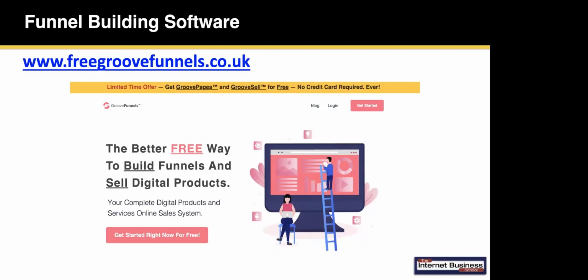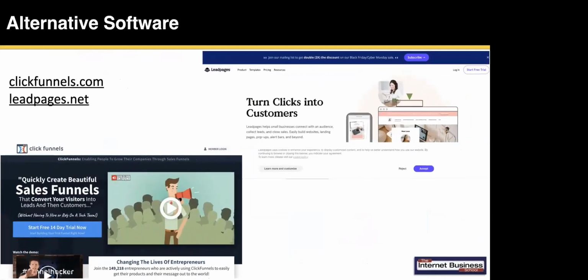It's freegroovefunnels.co.uk. This is done by an American marketer called Mike Filsaime, so you might have heard of him. He was involved in the Kartra software launch a couple of years ago. He sold out of Kartra and now he's building his own thing called GrooveFunnels. So this is software for building these funnels, these sales pages for selling stuff online.